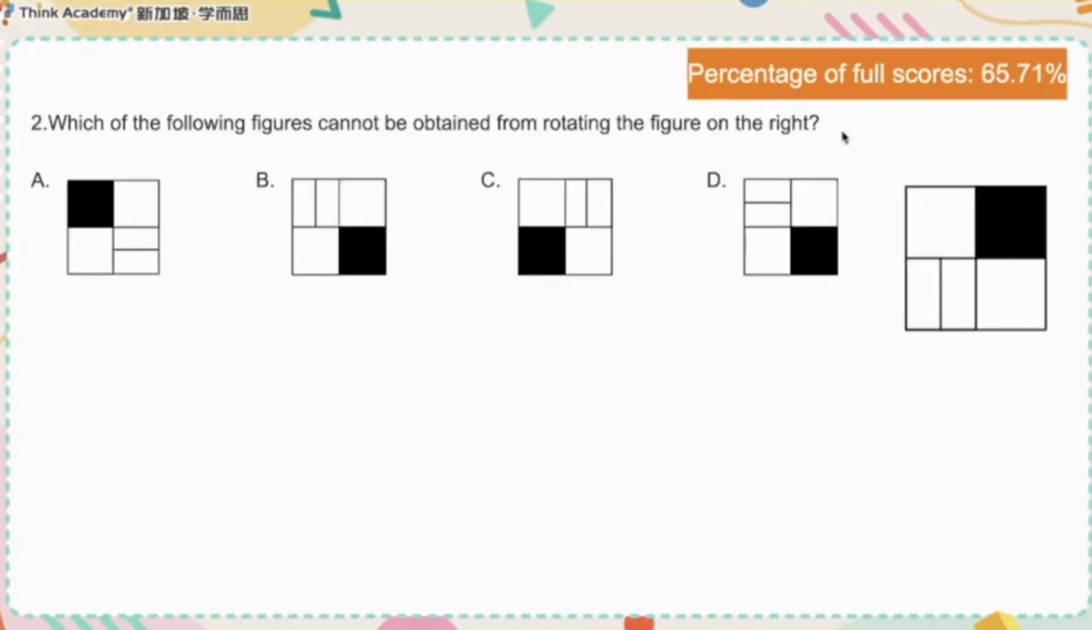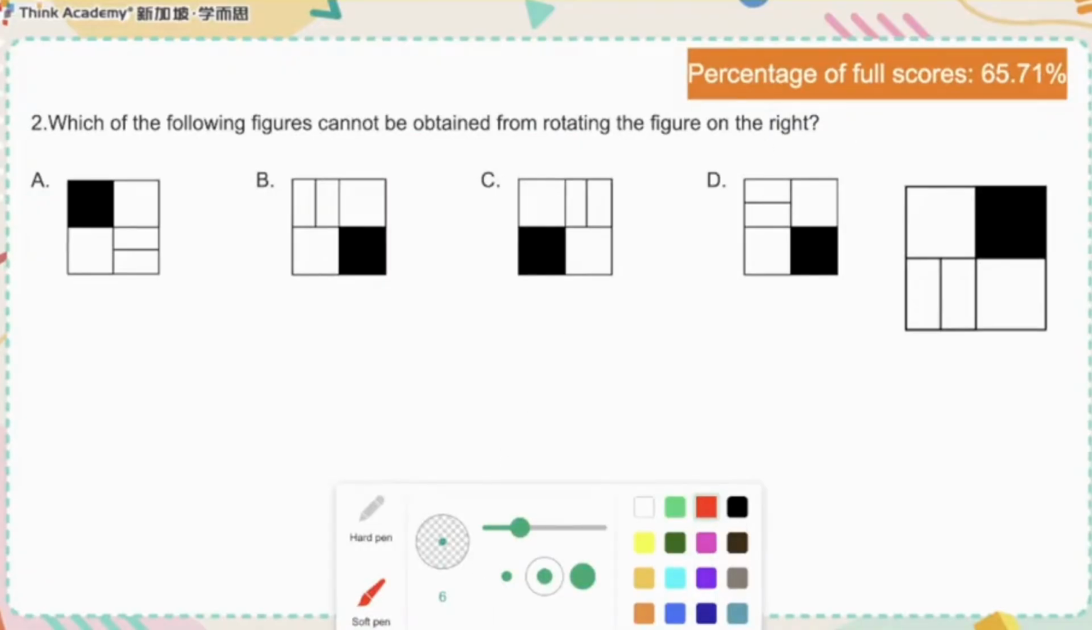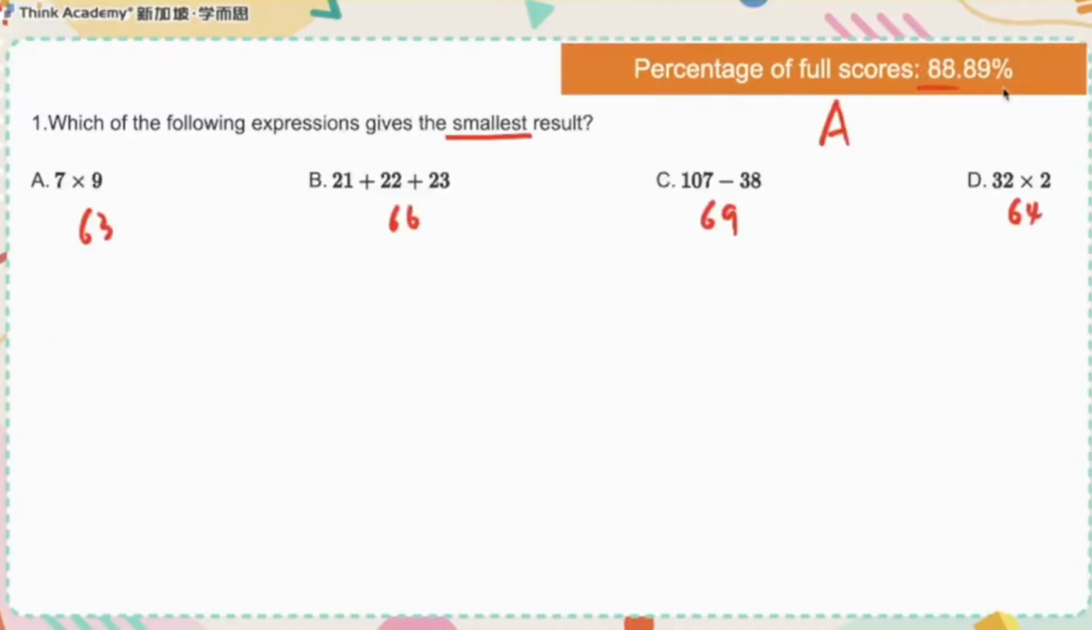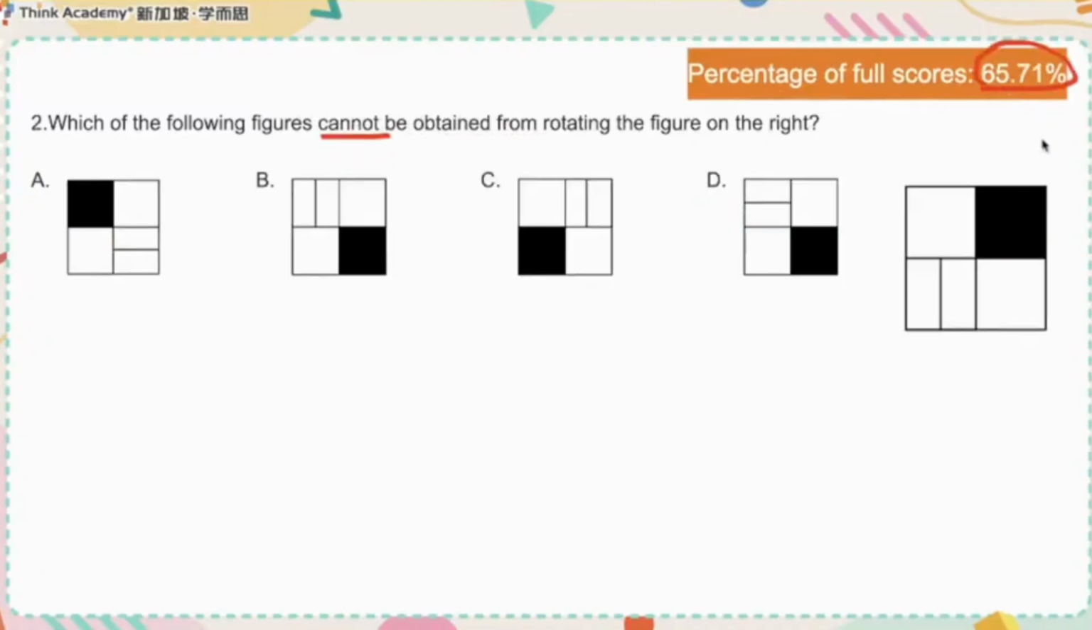And then everyone, this time, let's take a look. The second question: which of the following figures cannot be obtained from rotating the figure on the right side? As for this question, you can see the percentage of full scores is much lower than the previous question, right? You see this one, 88. This one, only 65. That means a lot of us got it wrong. So we can take a look at this question.